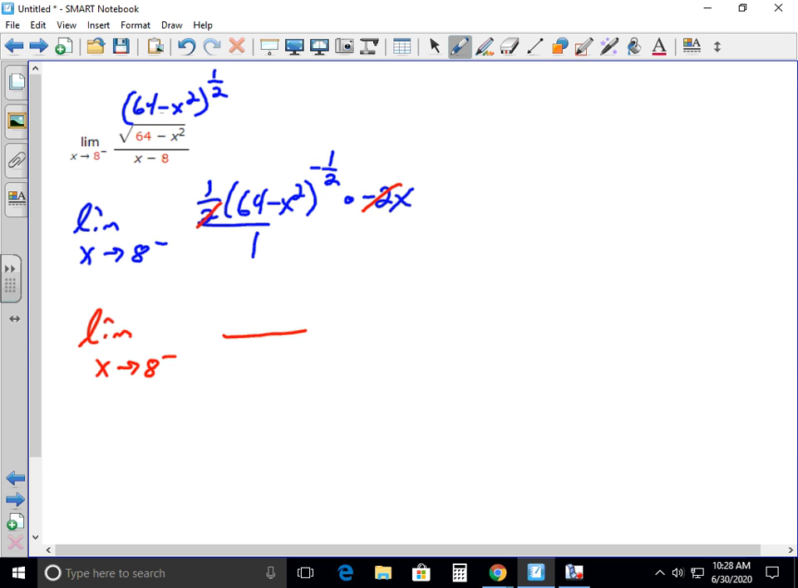So if we rewrite this, we have a negative x on top, the square root of 64 minus x squared on bottom. Now by direct substitution, we get negative 8 on top, the square root of 0 on bottom. That's not indeterminate. That's actually undefined. So this limit does not exist.